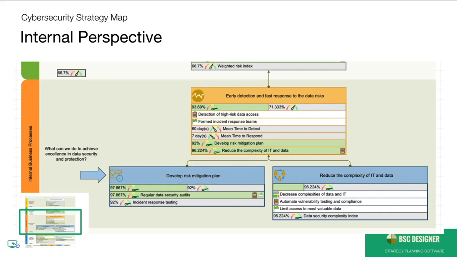Let's look at the develop a risk mitigation plan goal. How can we make sure that the existing plan for data security is a good one? It should be based on an up-to-date risk model that reflects the way data is managed in the organization. On the strategy scorecard, this is quantified by regular data security audits, a leading indicator that is explained in the learning perspective.